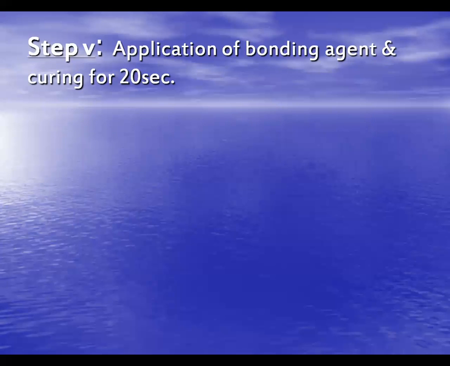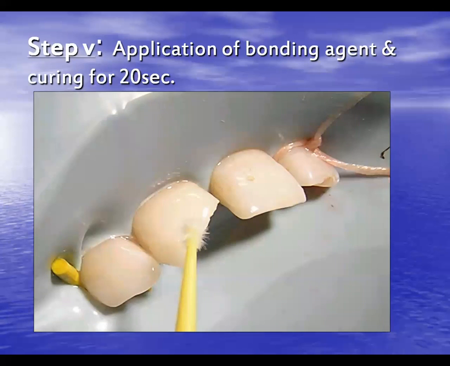Step 4 is application of bonding agent and curing for 20 seconds. Here you apply the bonding agent using the applicator tip. There are different sizes of micro brushes. You have to rub this bonding agent in. What is the clinical significance of the bonding agent? It acts as an adhesive between the tooth and the composite.